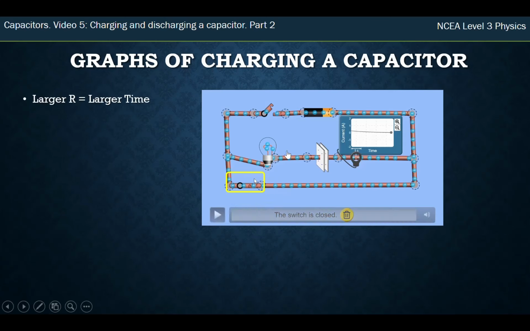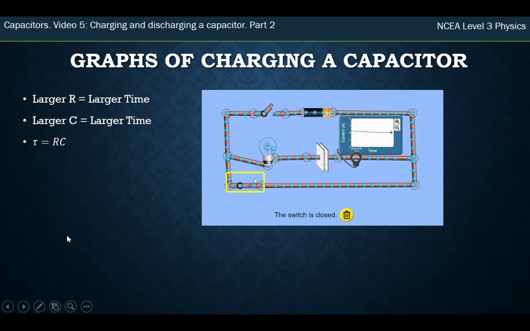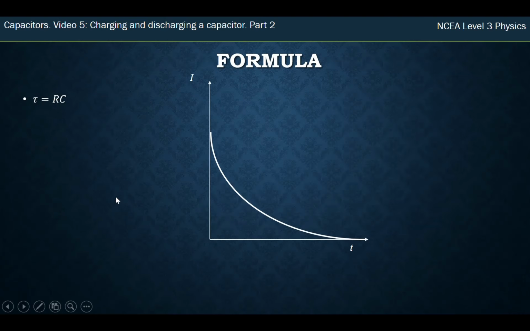So it's pretty obvious that in the simulation, the larger resistor, which is my light bulb in this, takes a longer time, and a larger capacitor takes a longer time. So you can put them together into this formula here. This Greek symbol tau is our time constant for charging or discharging a capacitor, and it's just equal to the resistance in the circuit times the capacitor. Exactly what we found. How does that fit into this whole thing?